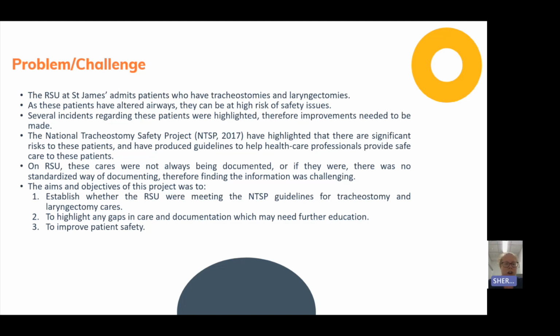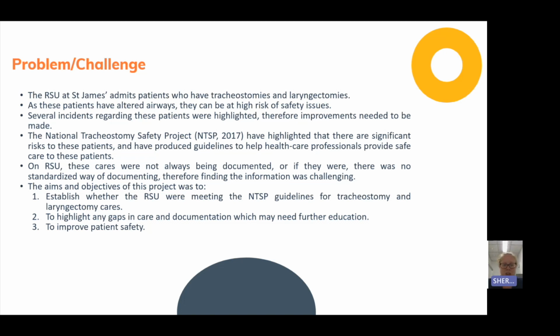We still have paper obs charts on RSU, and things were still being written there. Every staff member was doing it in a slightly different way. Some were using the tracheostomy booklets, but even the tracheostomy booklets didn't align with the national standards. So there were real big discrepancies.